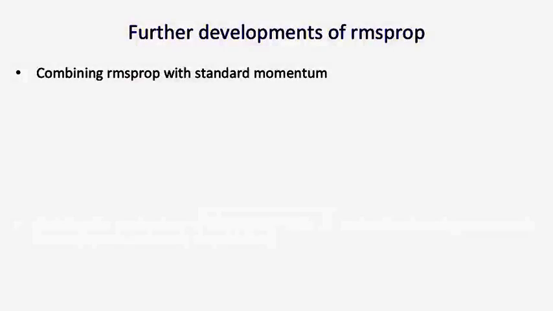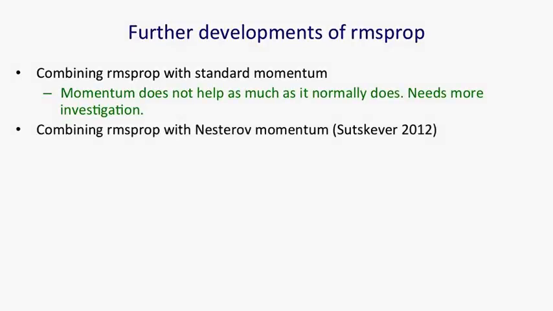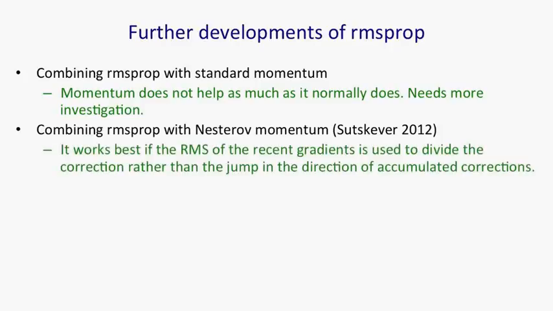You could combine it with standard momentum. My experiments so far suggest that doesn't help as much as momentum normally does, and that needs more investigation. You could combine RMSprop with Nesterov momentum, where you first make the jump and then make a correction, and Ilya Sutskever has tried that recently and got good results. He's discovered that it works best if the RMS of the recent gradients is used to divide the correction term you make, rather than the large jump you make in the direction of the accumulated corrections.